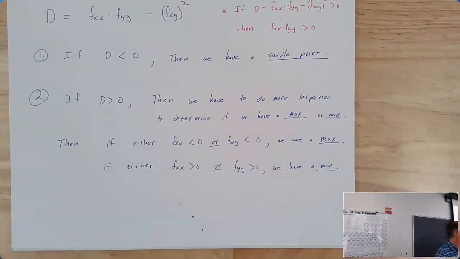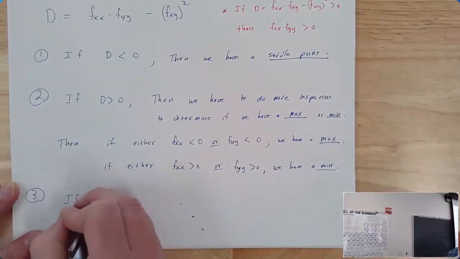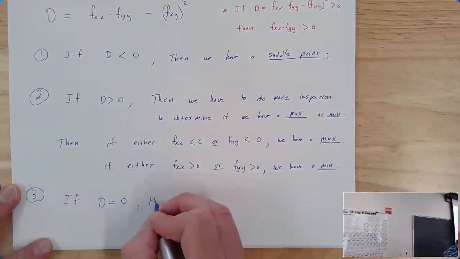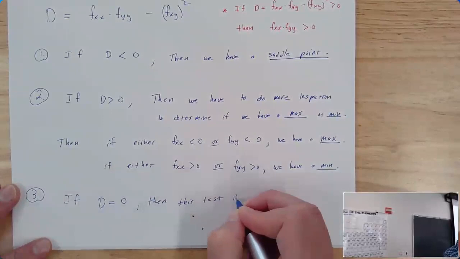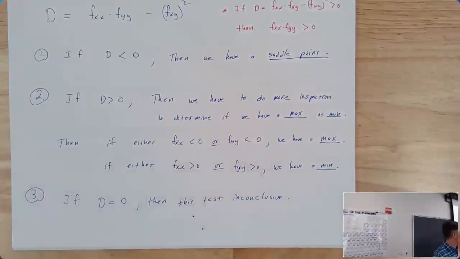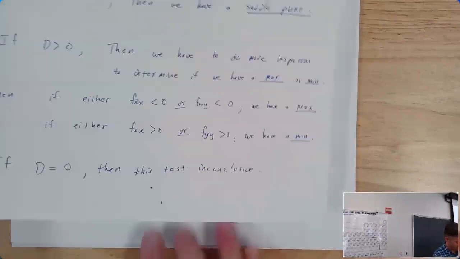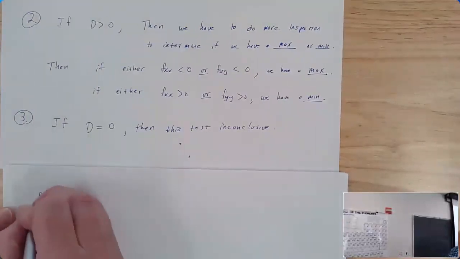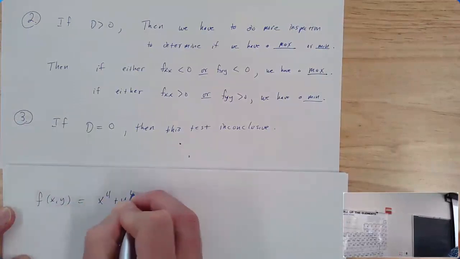Lastly, the sad part, if you happen to get that this quantity is equal to 0, then this test is inconclusive. That does not mean that you cannot determine what kind of thing you have. Let me give you a short example of that. There's a really typical example that people use to say this test doesn't always work. That doesn't mean you can't say things. Let's say our function f of xy was equal to x to the 4th plus y to the 4th.